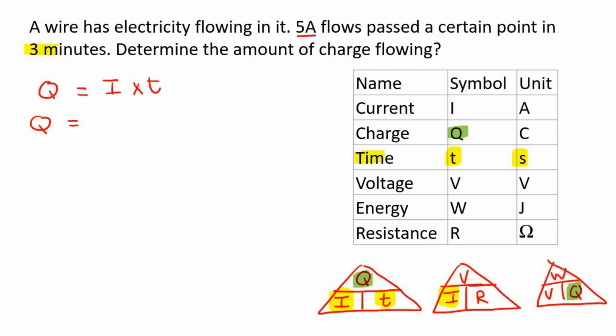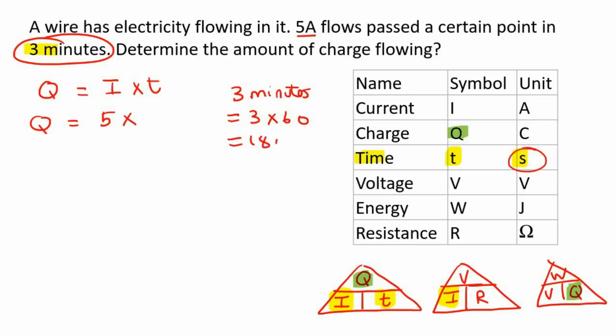So charge is equal to 5 multiplied. But now this has to be in seconds. Can you see that? So 3 minutes is the same as 3 multiplied by 60, which is 180 seconds. So you're going to use 180 seconds. Then if you go get the answer here, that'll be 900. But now you have to give the unit of charge, which is Coulomb. And there we go.